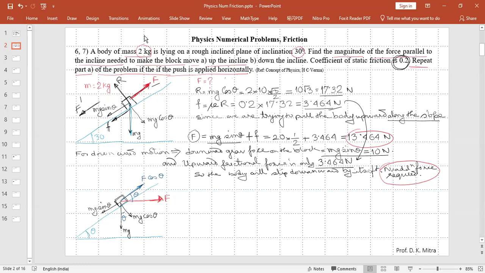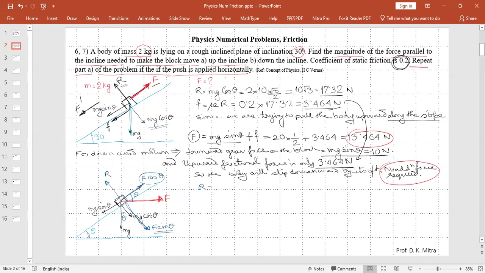And this force will have a component in this direction, that is F sine theta. Obviously, the force F sine theta does not have any contribution to pull it upward. Only the F cos theta part contributes to pull the body upward. Now here, the catch of the question is the reaction force R will change. Earlier, reaction force R was equal to mg cos theta, but now reaction force R is mg cos theta plus F sine theta.